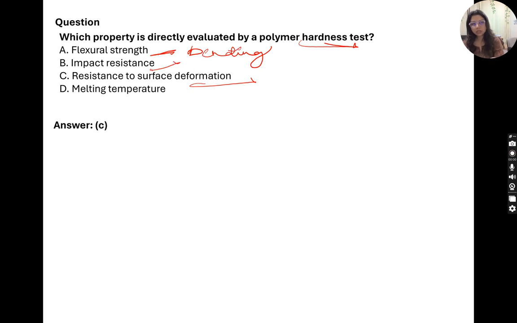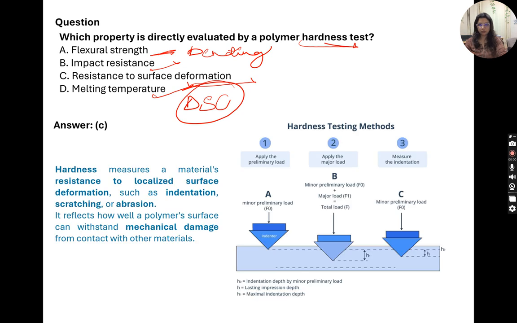Impact is like how much the polymer can withstand a sudden shock from any material. And the melting temperatures are different. We can measure the melting temperature with the help of DSC, at what temperature it melts. So this is not a concern for the polymer hardness test. So the only option which remains is the resistance to surface deformation.